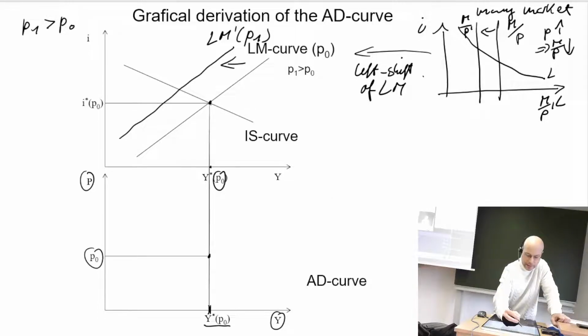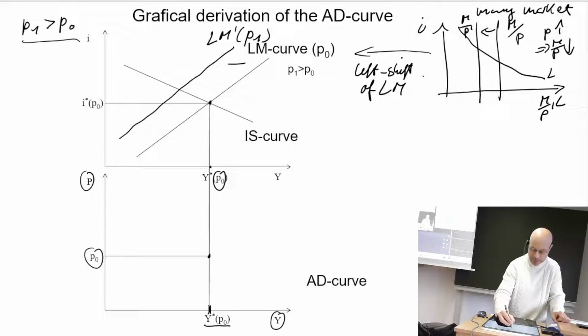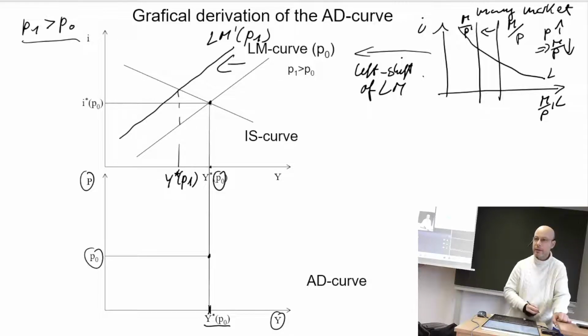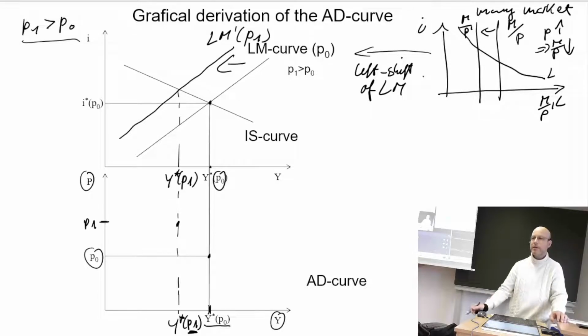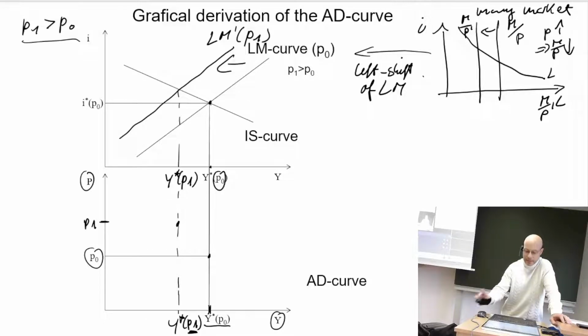If we now increase our price level from P0 to P1, LM is shifting to the left. This means now we have a new Y star of P1 reduced. This we also put in our price quantity diagram. But this corresponds now to a higher price level P1. So maybe we have here our higher price level. So we obtain a new point of coordinates in the price quantity diagram where a smaller income corresponds to a higher price.